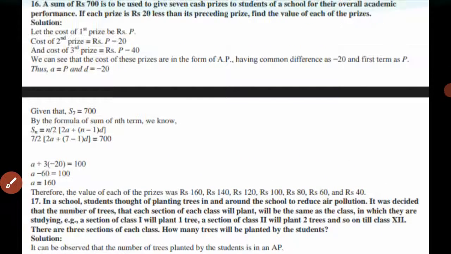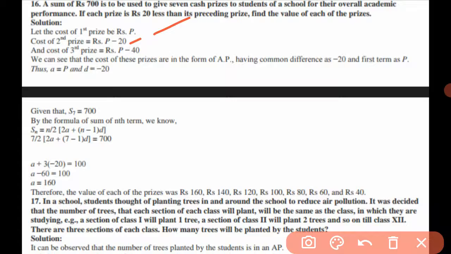Now after this, see question number 16. In question number 16 we are given that a sum of 700 is to be used to give 7 cash prizes to students of a school for their overall academic performance. If each prize is rupees 20 less than its preceding prize, here we will find the AP. So the AP will be taken as: if the first prize is P, the second prize will be P minus 20, then P minus 40, and so on.